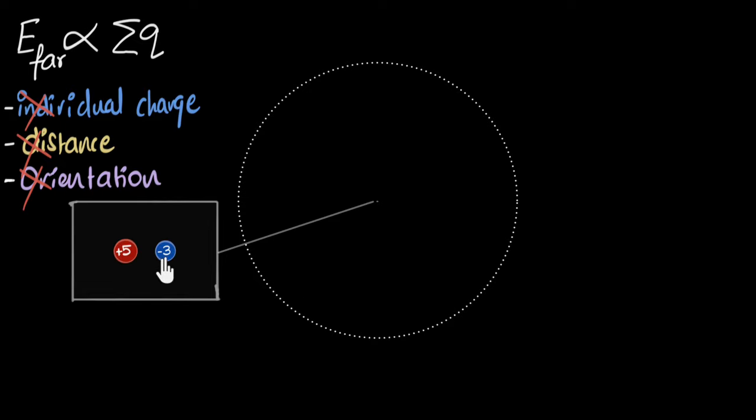Now let's say instead of this -3 coulombs of charge, we had a -5 coulomb of charge. What do you think would the electric field look like when I go far away from this? Can you use whatever we learned so far about field lines and try to visualize this yourself first?